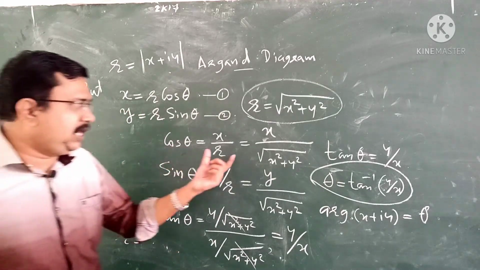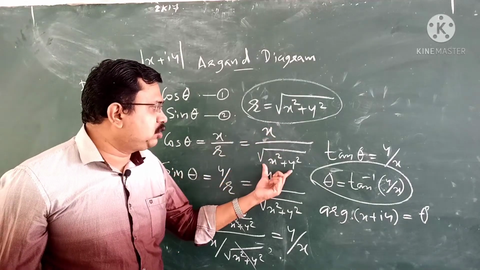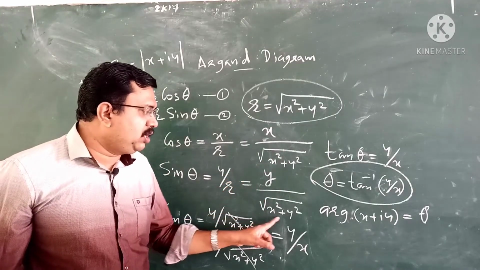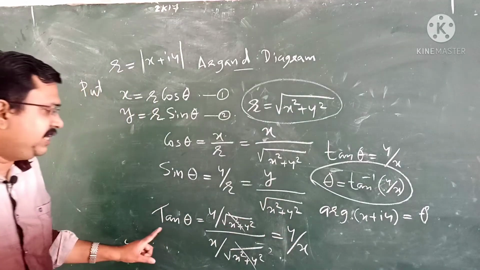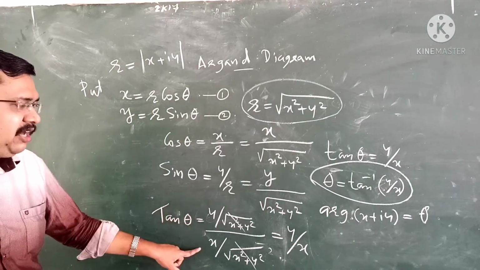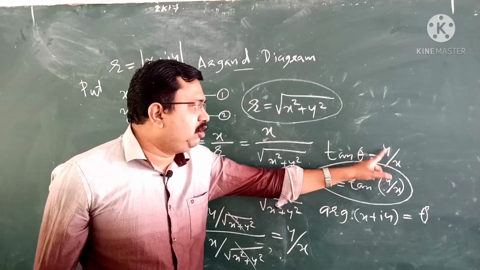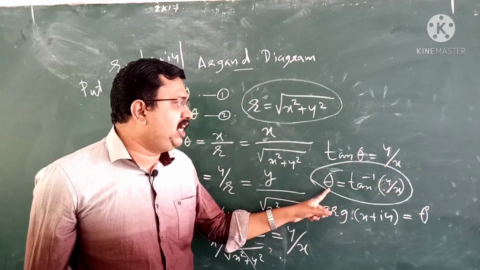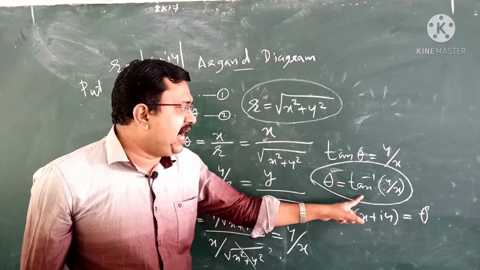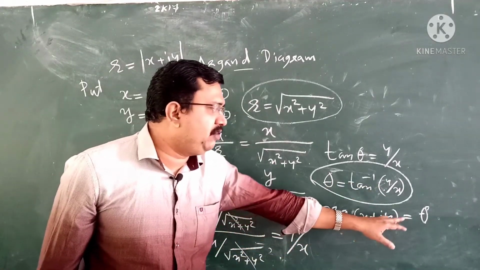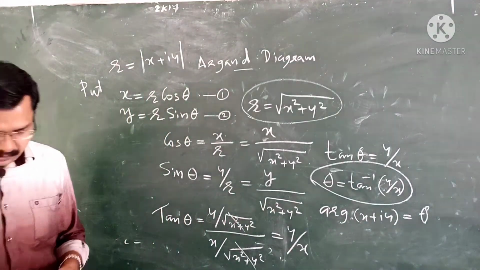Remember that cos theta equal to x by root x square plus y square. Sin theta equal to y by root x square plus y square. Then tan theta equal to sin theta by cos theta, that is equal to y by x. Therefore, theta is equal to tan inverse y by x. Argument of x plus iy is theta.